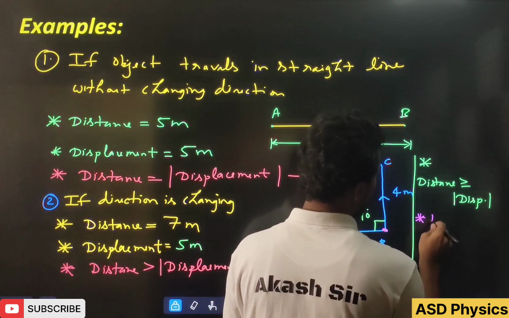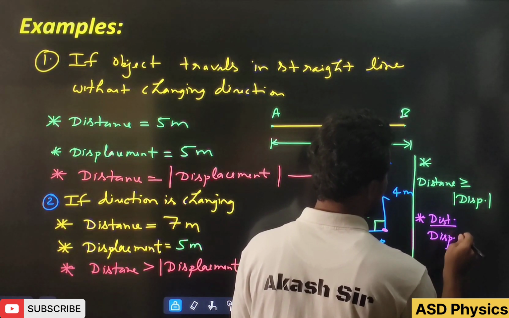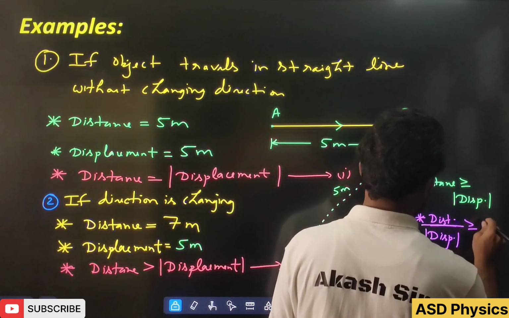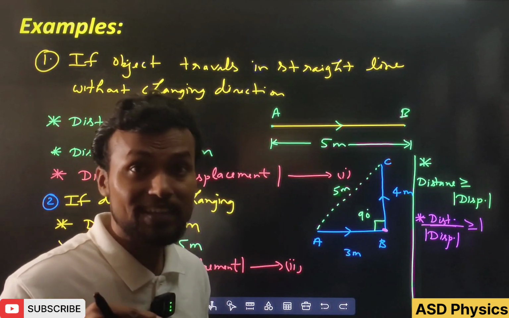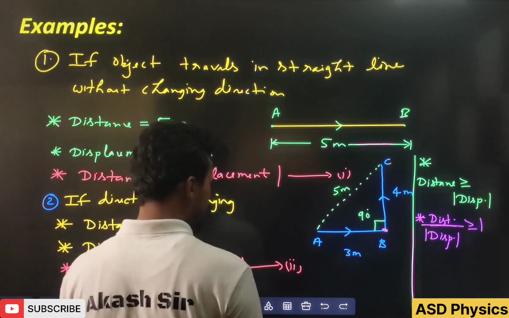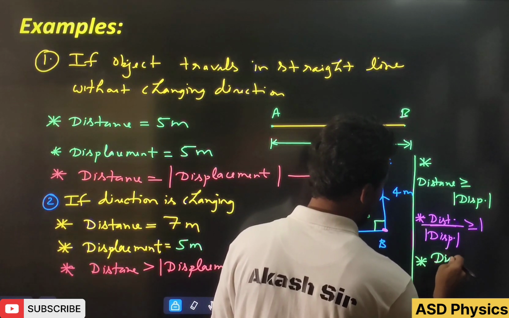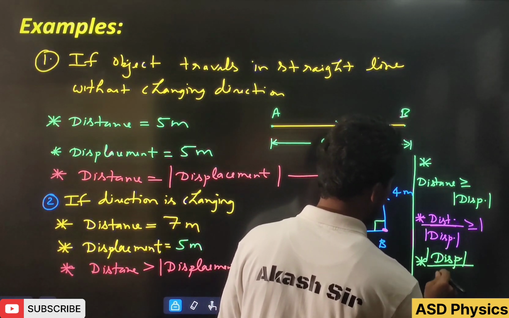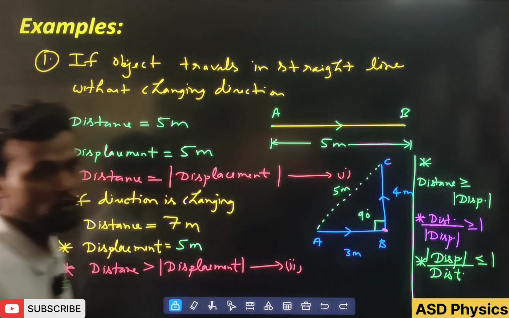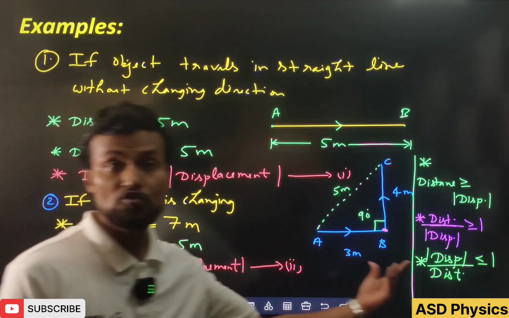If I take the ratio, for example distance by displacement ratio, what will come here, students? Generally it will always be greater than or equal to 1. Distance by displacement ratio is greater than or equal to 1. And if we take the reverse ratio, to be on the safer side, you should remember that displacement by distance ratio will be less than or equal to 1. You have to remember all these things, because questions used to come from here.